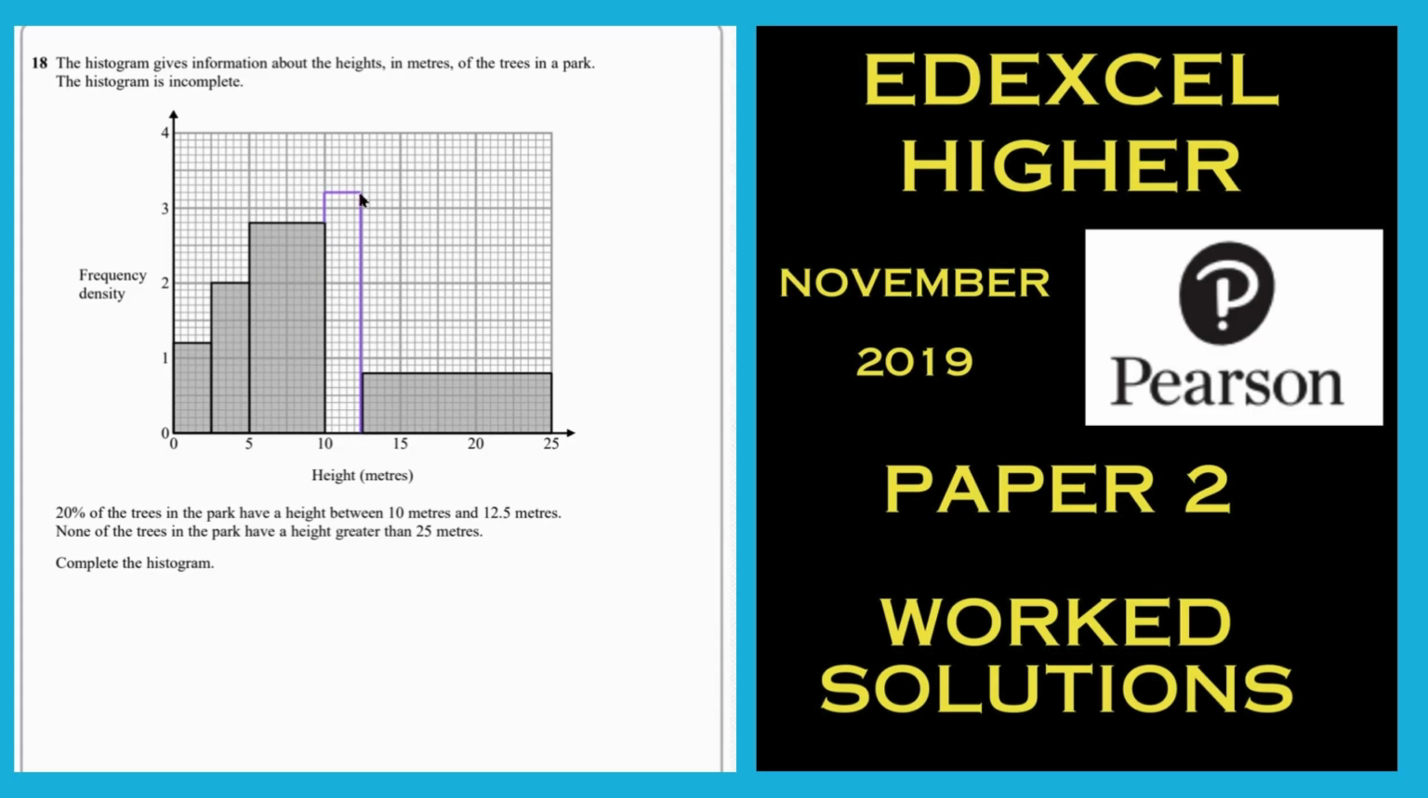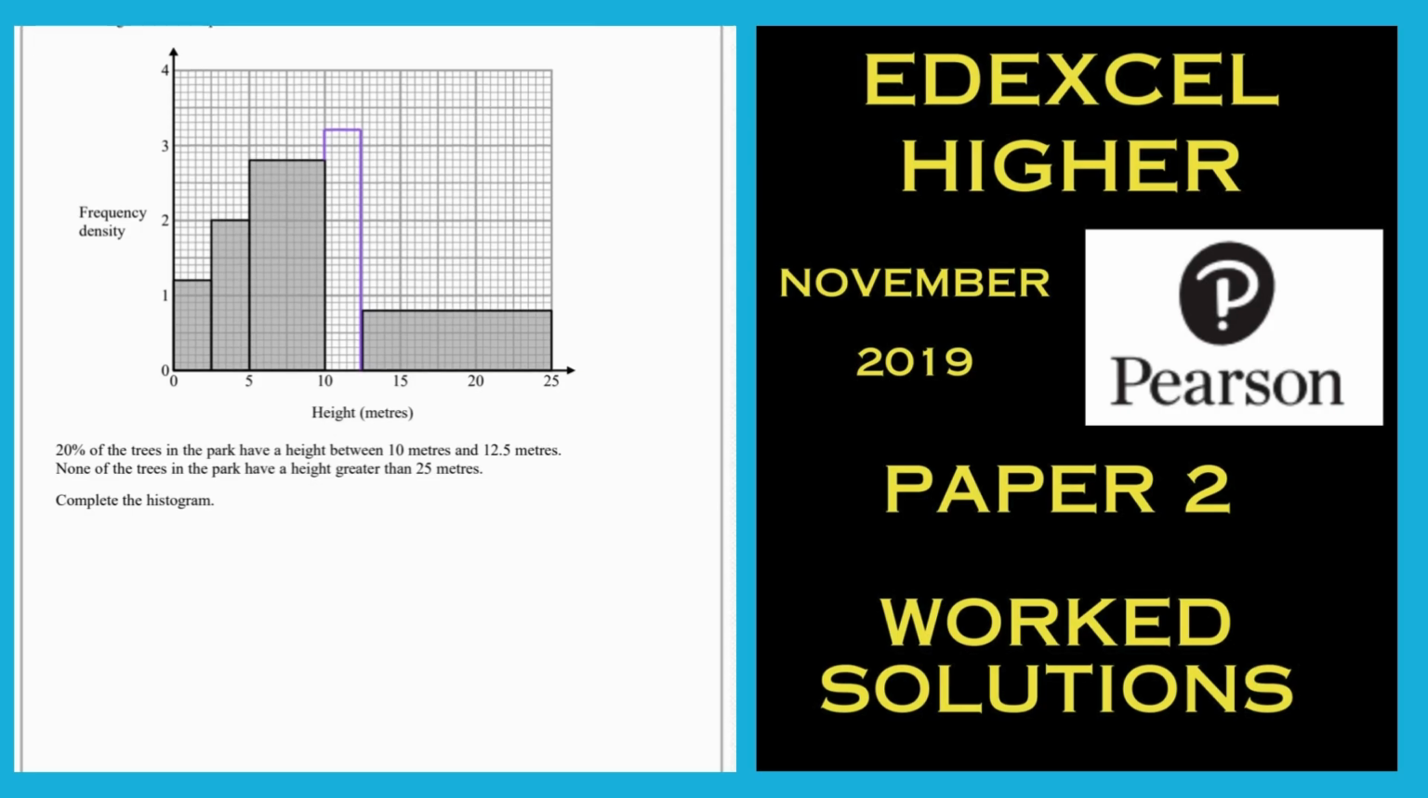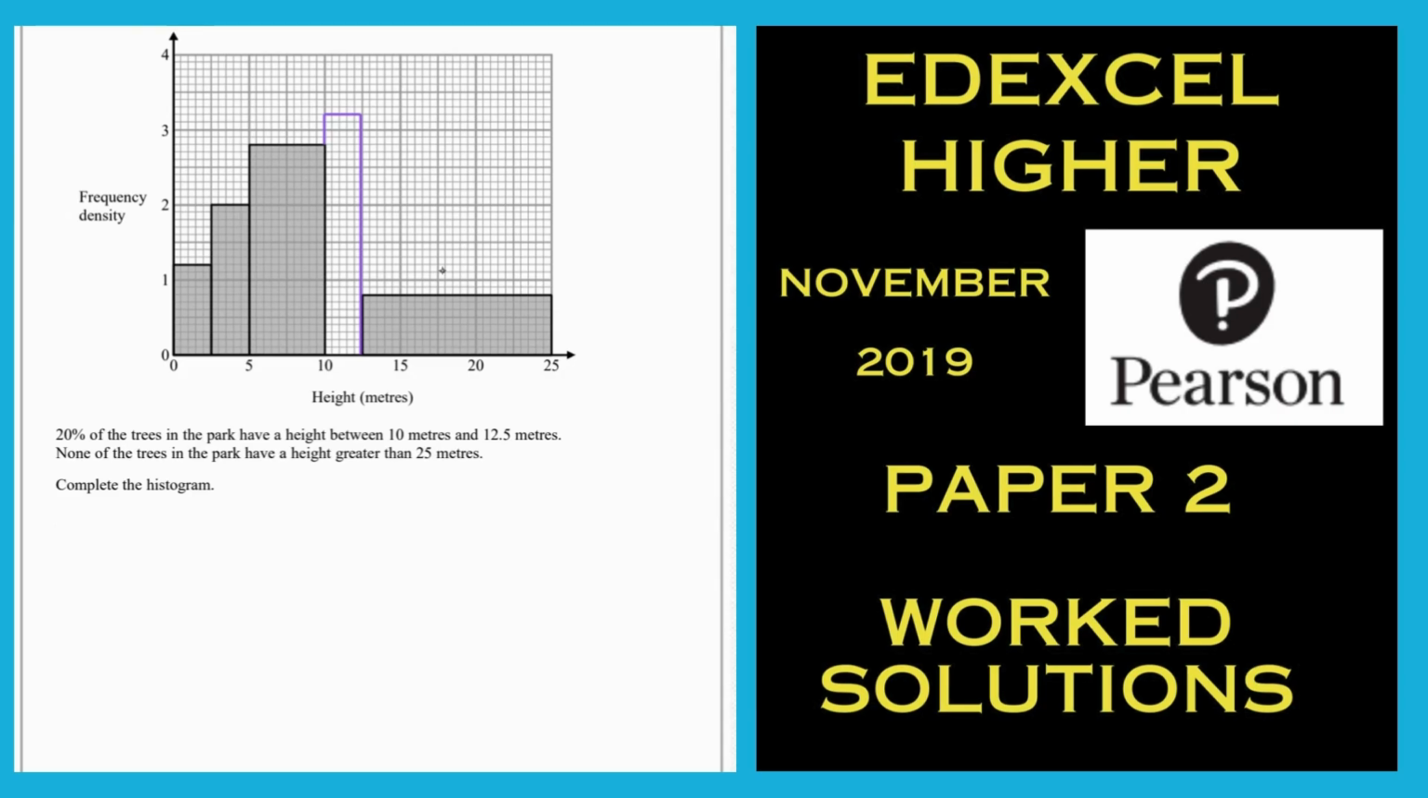Mark schemes are very clear about that across all exam boards. Number 18, you can see the answer in purple. Let me explain how I get there. I've just cheated because me and technology are rubbish. The waffle at the top tells us nothing. 20% of the trees, well, 20% of what? We don't know how many trees there are. That's what we need to know. None of the trees have a height.